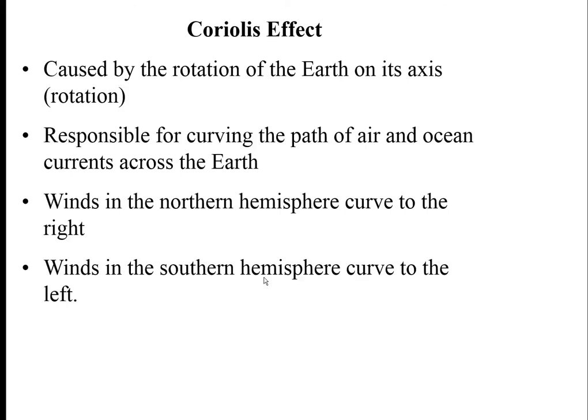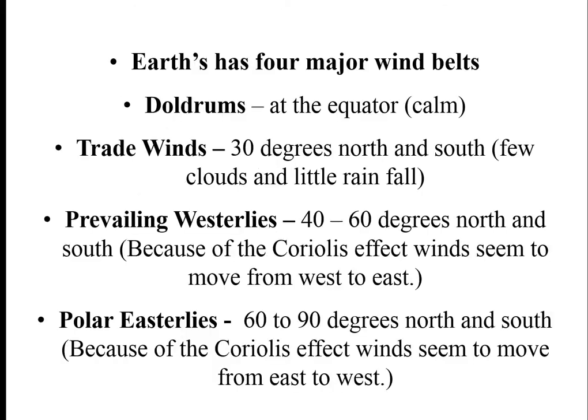So the Coriolis effect is caused by the rotation or the spinning of the Earth, and it does deflect things to the left or right depending on which hemisphere you're in. So there's 4 major wind zones. The doldrums, which are around the equator, air is usually calm there. The trade winds, which exist between 30 degrees north and 30 degrees south of the equator.